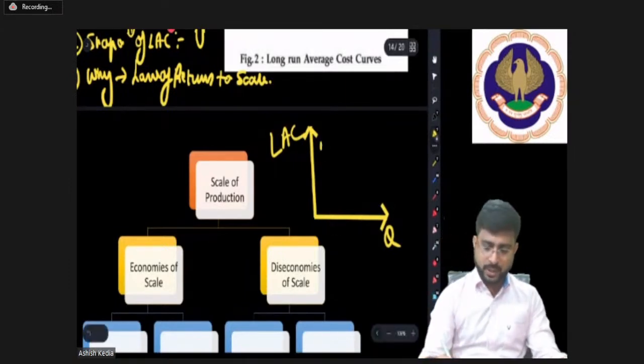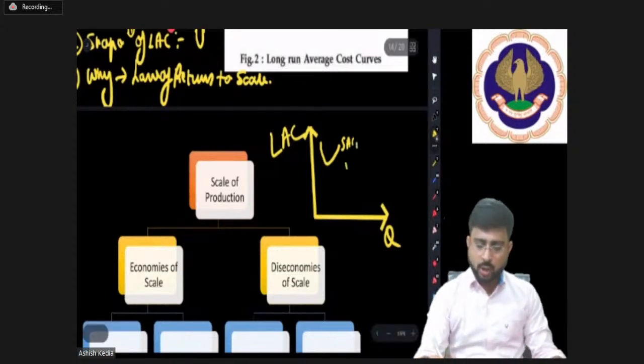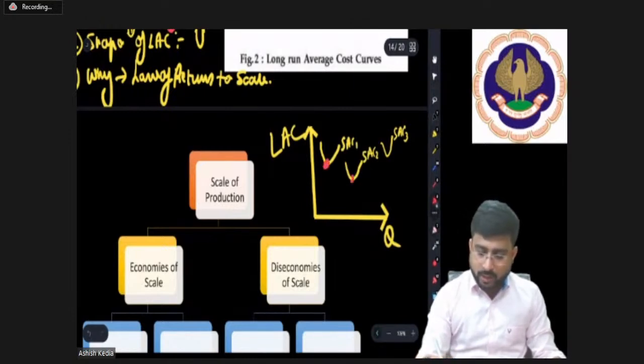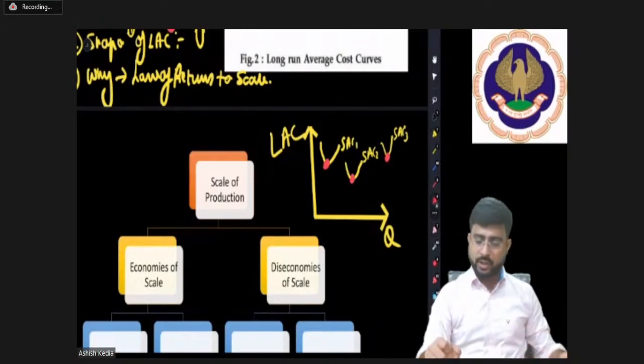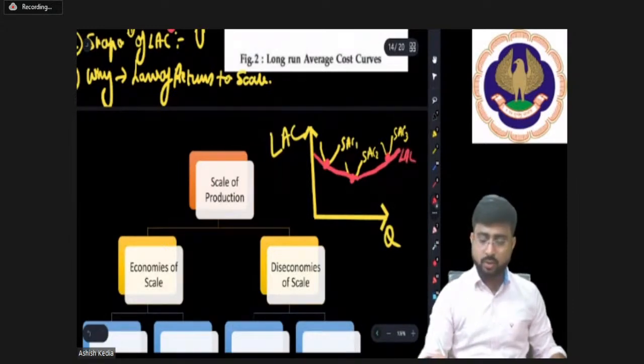Short run average cost curve 1, because long run is made up of a lot of short runs. So I'll make another short run average cost curve 2, another short run average cost curve 3. If you join the minimum points of the short run average cost curves, you will get the long run average cost curve. That's why the LAC curve is also called an envelope curve, or blanket curve.